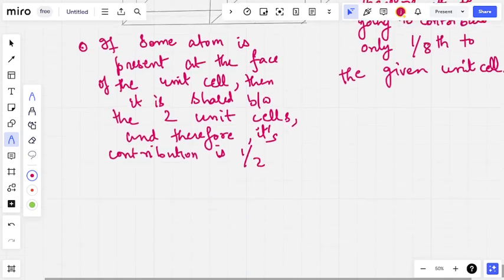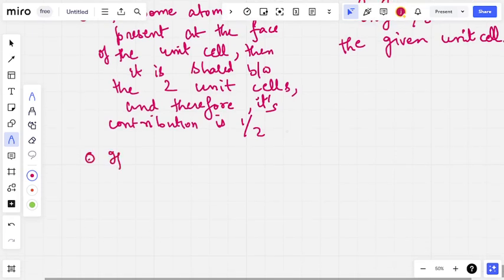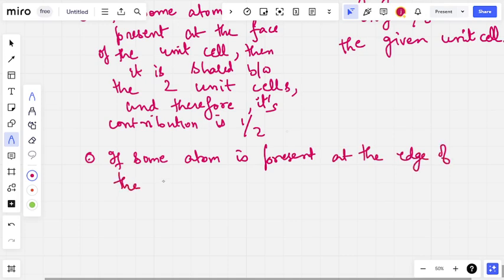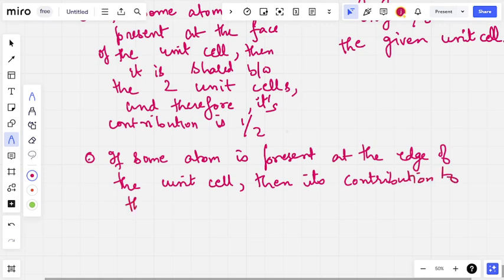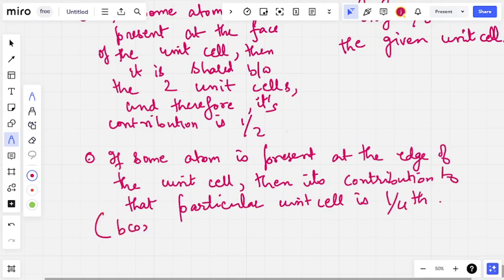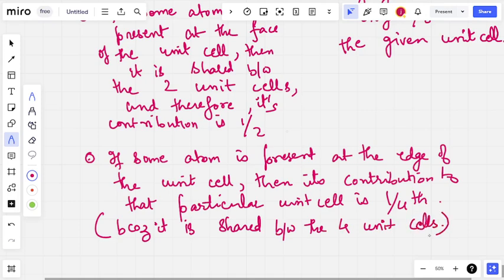Now if some atom is present at the edge of the unit cell, then its contribution to that particular unit cell is 1/4, because it is shared between the 4 unit cells.